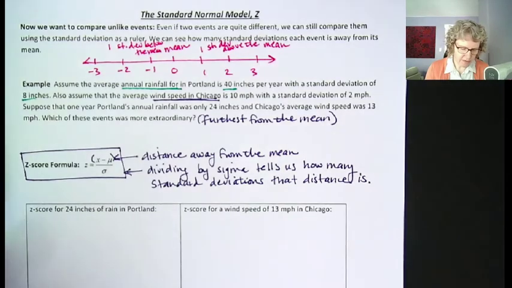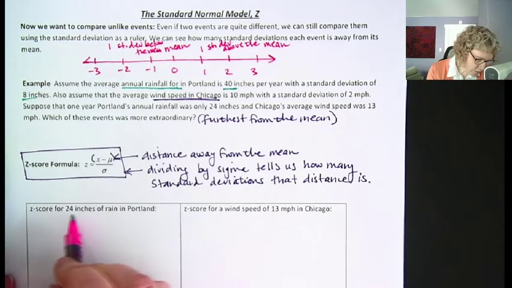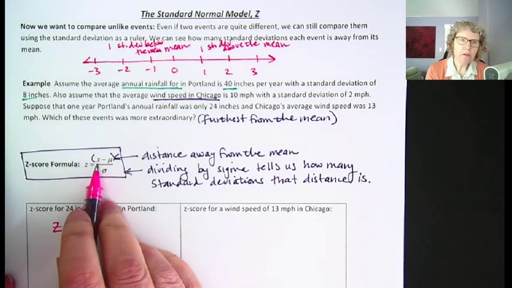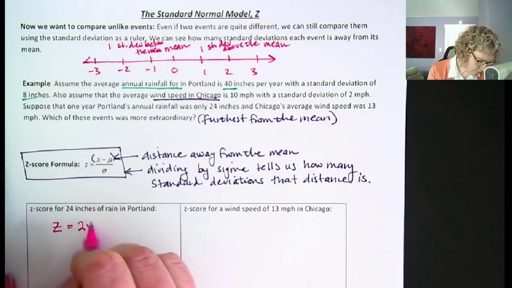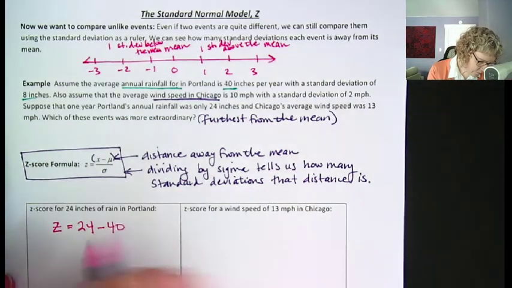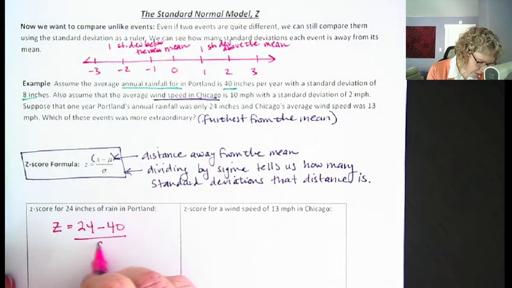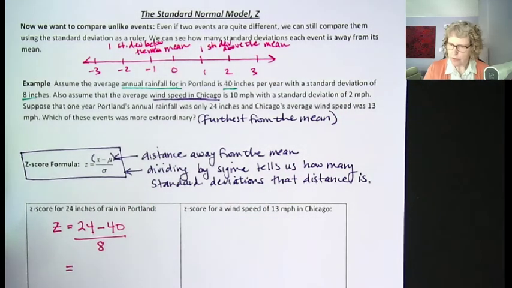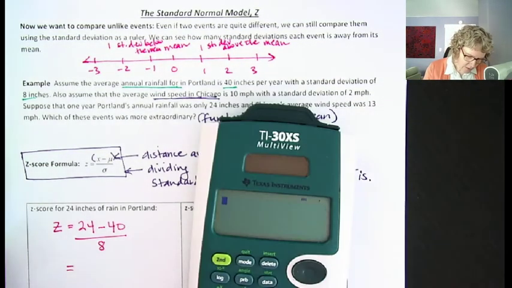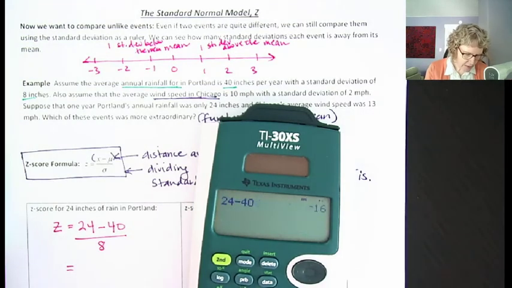Okay, so let's do this example, so make it even more clear and concrete. The z-score for 24 inches of rain in Portland. We take our x value first, which is 24, and we subtract our mean. So our mean is 40. And we divide by our standard deviation of 8, which we are very used to know those numbers by now. Okay, 24 minus 40. Now I need to hit enter before I divide or use parentheses. Divided by 8 is -2.